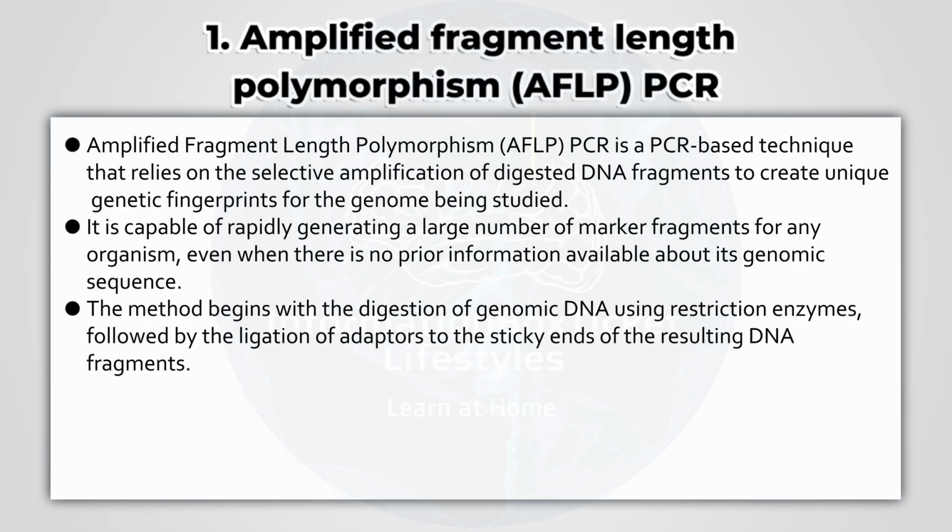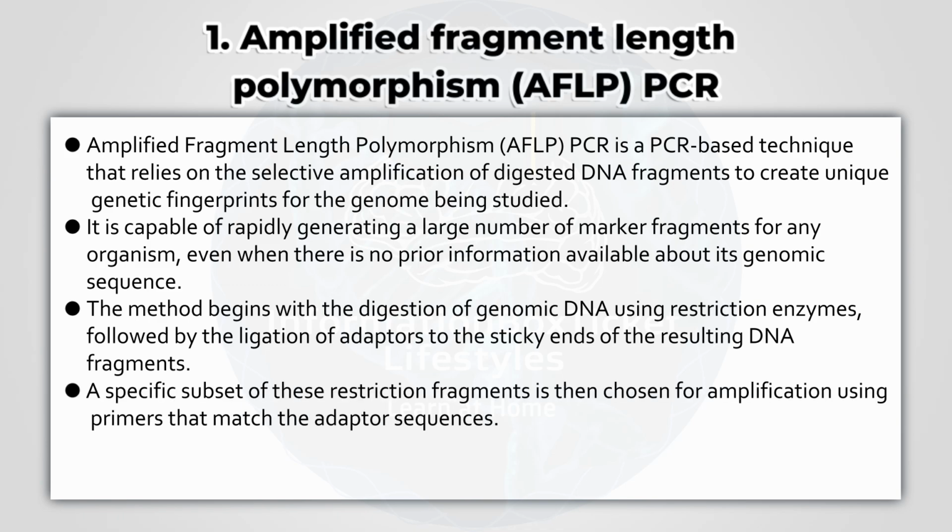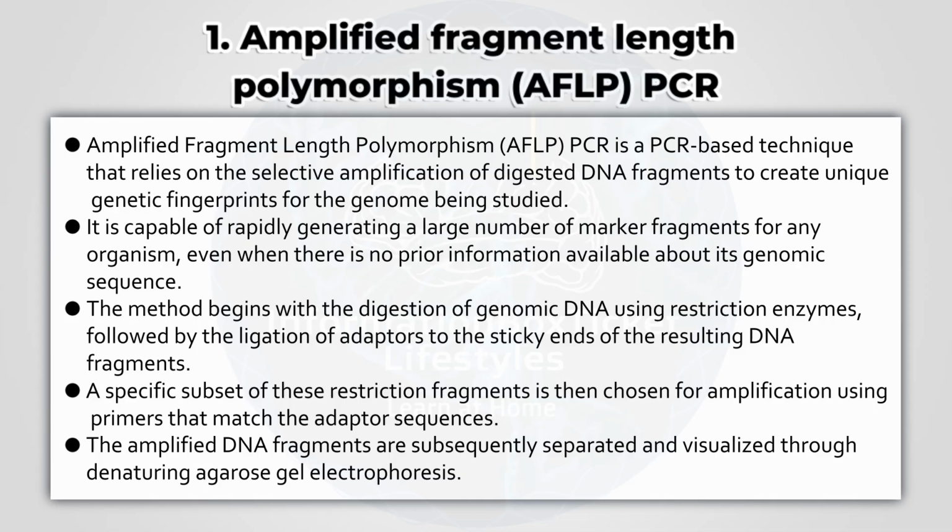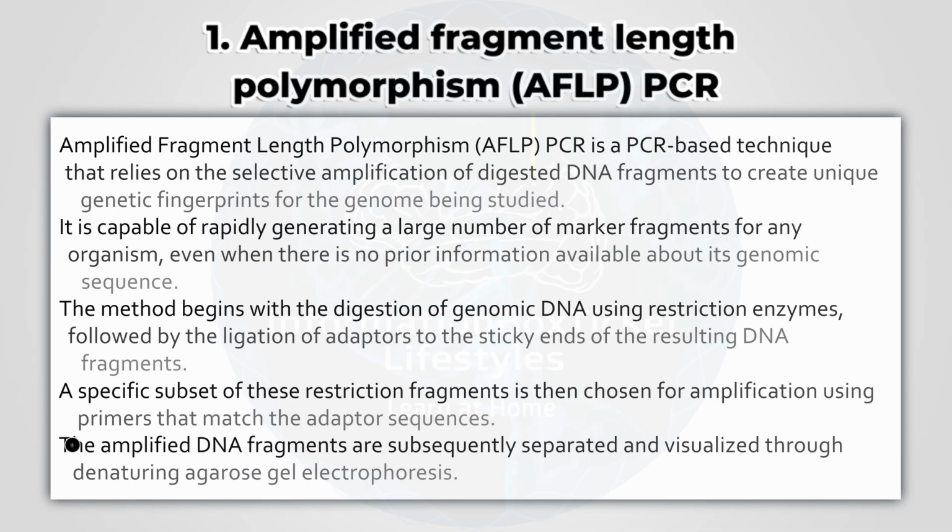The method begins with the digestion of genomic DNA using restriction enzymes, followed by the ligation of adapters to the sticky ends of the resulting DNA fragments. A specific subset of these restriction fragments is then chosen for amplification using primers that match the adapter sequences. The amplified DNA fragments are subsequently separated and visualized through denaturing agarose gel electrophoresis.